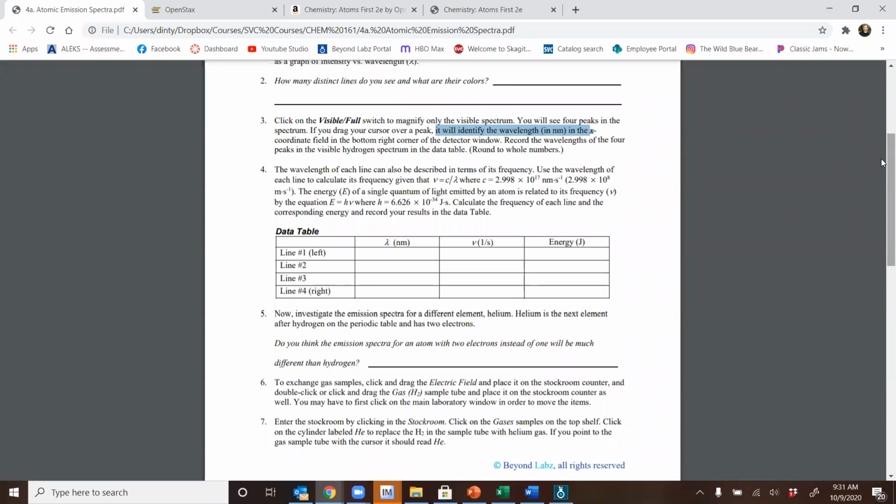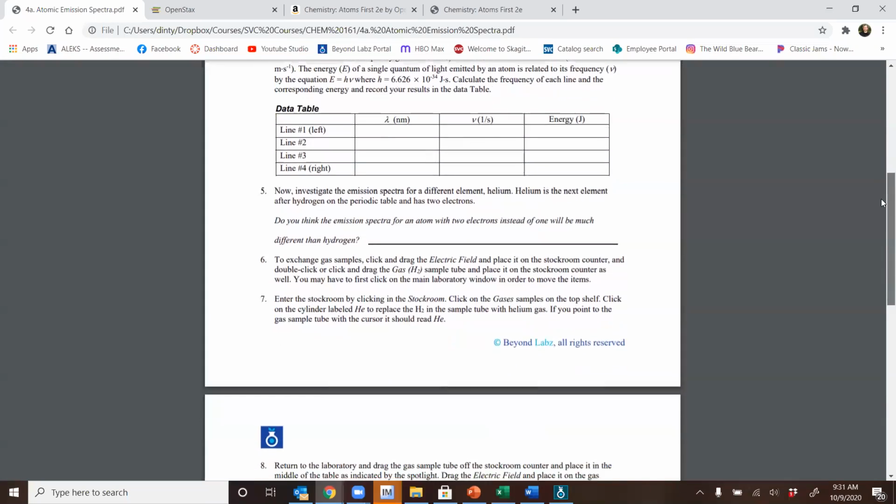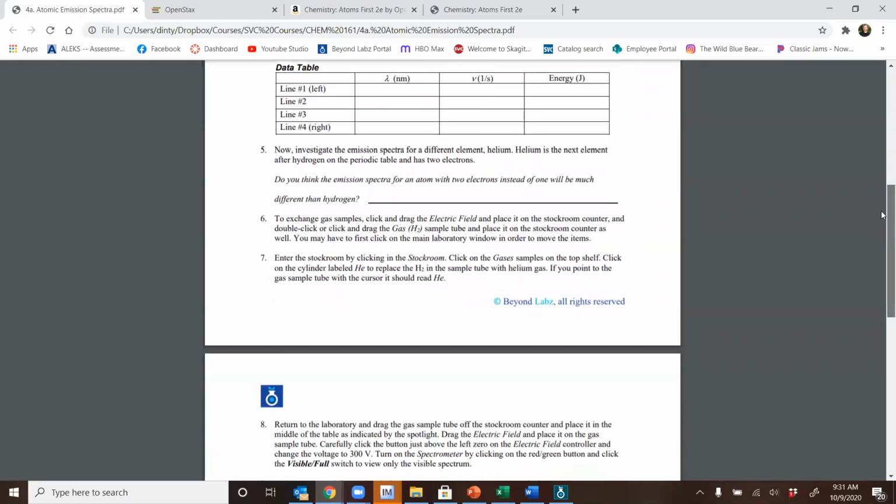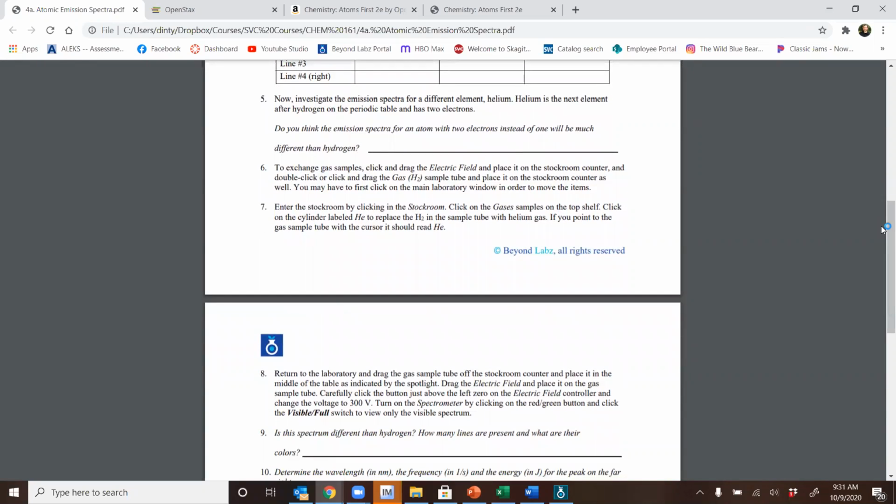Do we think that the emission spectrum for an atom with 2 electrons instead of 1 will be much different? Well, I showed you helium's emission spectrum, so it is a lot different. That's not a great question, I suppose.